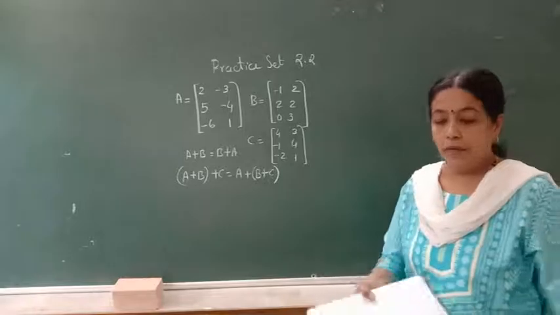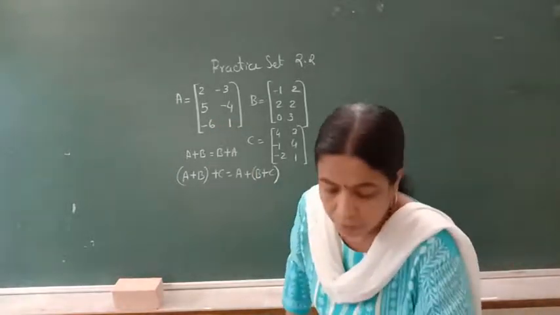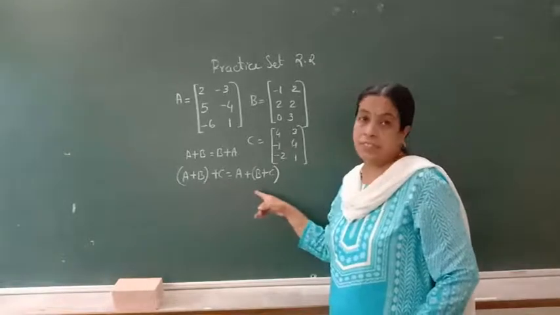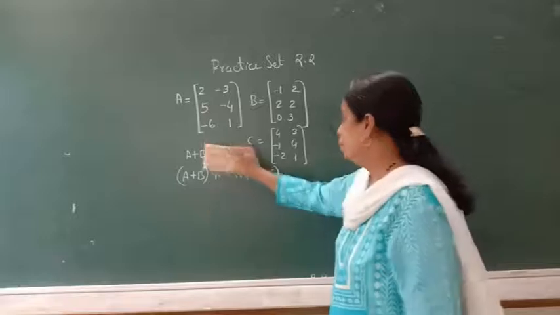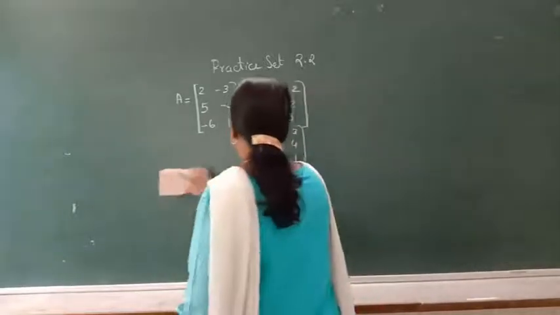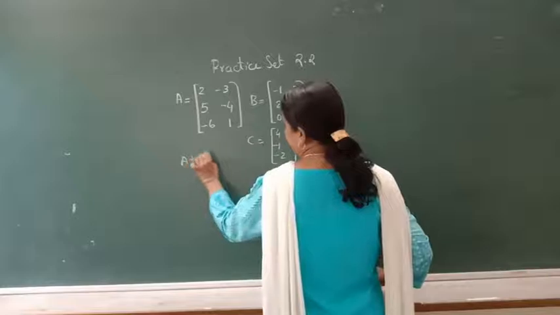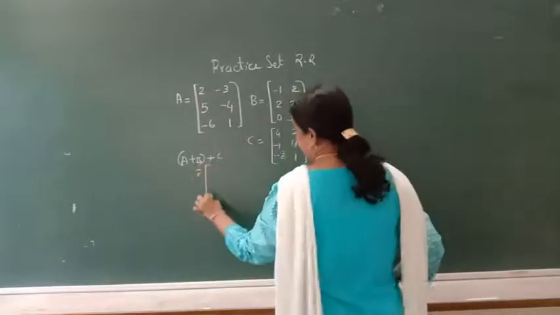Got it? Now one part I will tell you, the other part you can easily do. The second part I will tell: (A plus B) plus C. It means first we will solve the bracket A plus B. Okay. A plus B. We will simplify (A plus B) plus C. A plus B, I will do directly now.